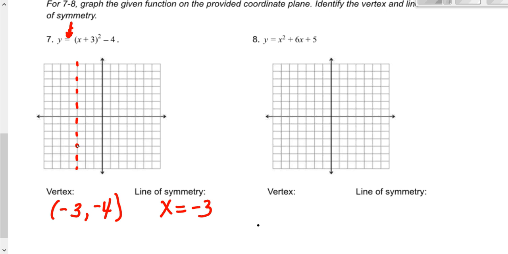So I can, from this vertex, go over 1, up 1, over 2, up 4. Do the same thing on the other side because of the symmetry of the shape. I could even go over 3, up 9. 9 from the vertex, that is. And draw my full shape in here.